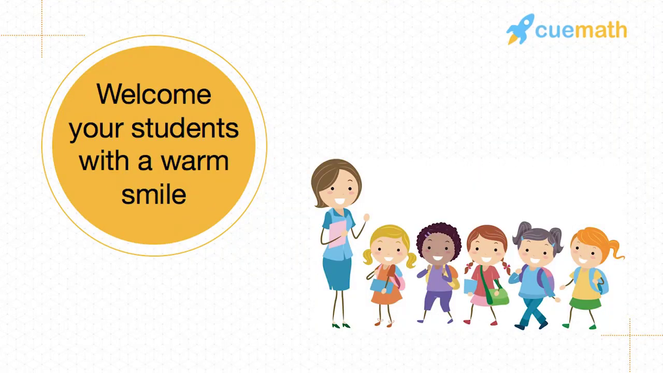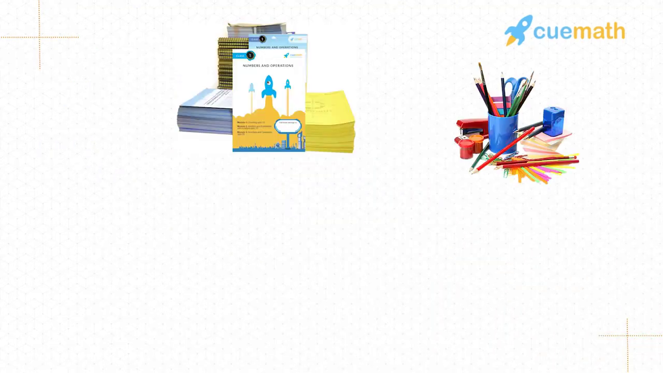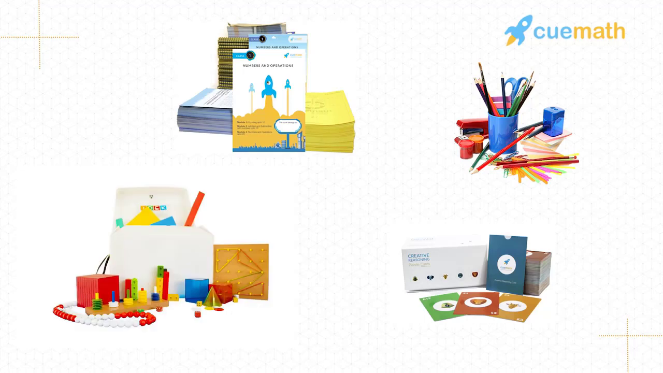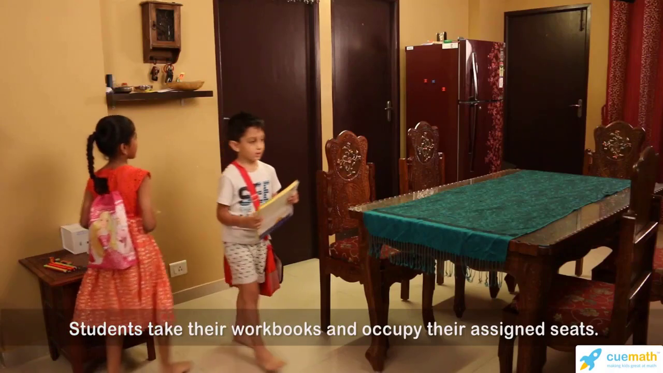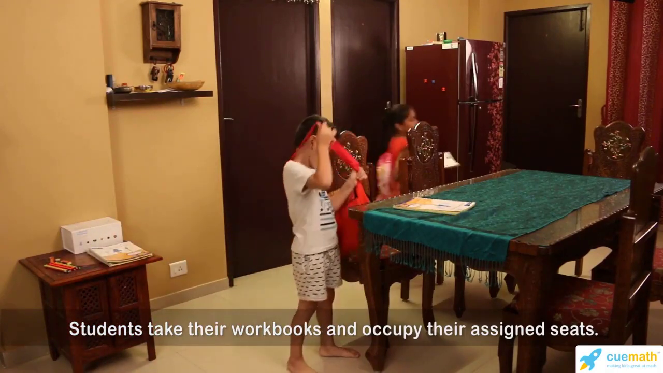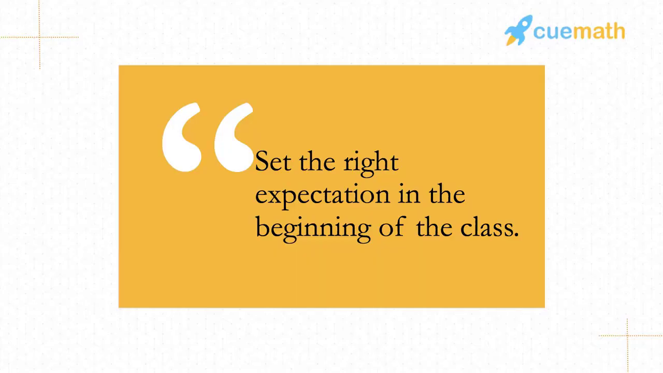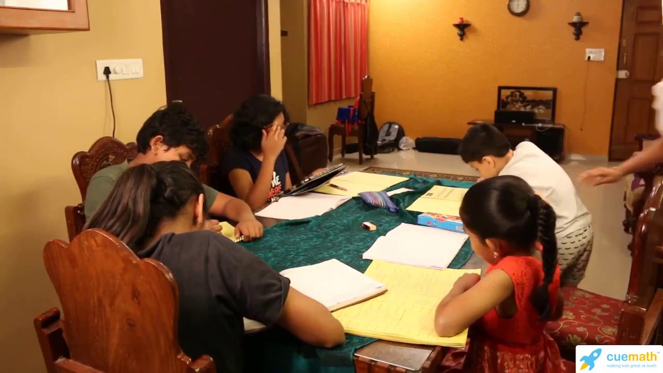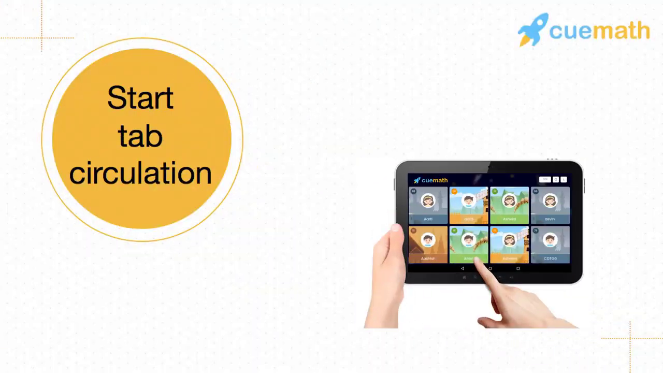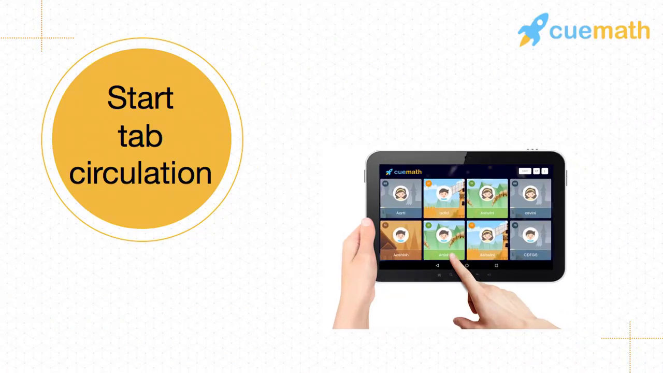Greet every student coming in with a pleasant smile. This sets the right tone and they are more likely to mirror your positive attitude and demeanor. Make them familiar with the designated place for workbooks, stationery, and other required material. This will help your students to find what they need for the class and start work on it without delay. It will also be easier to set these expectations at the beginning so they learn not to depend on you for these smaller things. As the students take their own workbooks and begin working on them, you can start circulating the tab in the class.